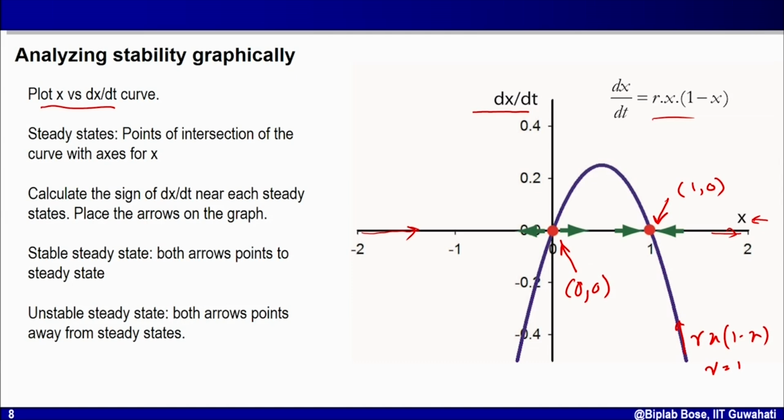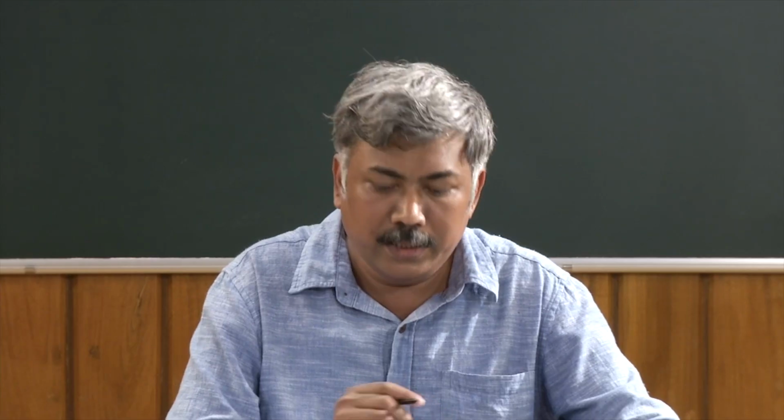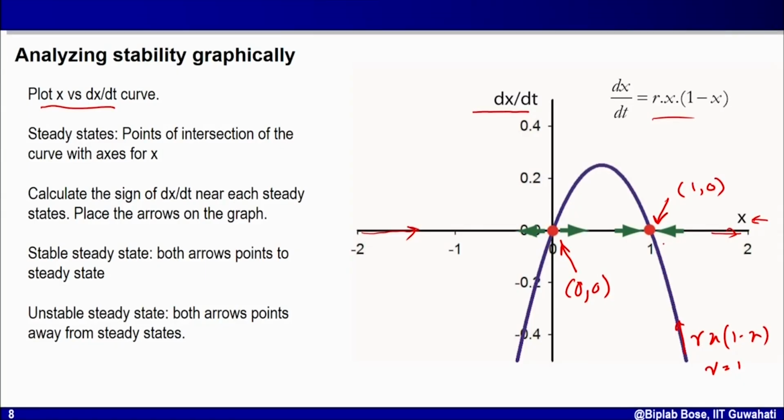Then I can do the similar calculation the way I did in the previous slides, that I take a value slightly bigger than a steady state. For example, let us take this one, 1, 0. So I take a small value of suppose 1.5, and then I calculate the derivative, dx/dt, at that point. So obviously that will be negative. As you can see, 1.5 is bigger than 1. So 1 minus 1.5 will be negative. So it will be pointing towards the steady state as x will decrease with time.